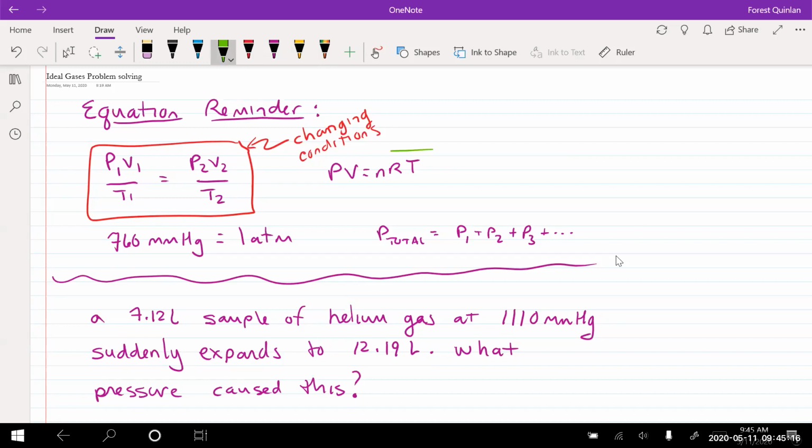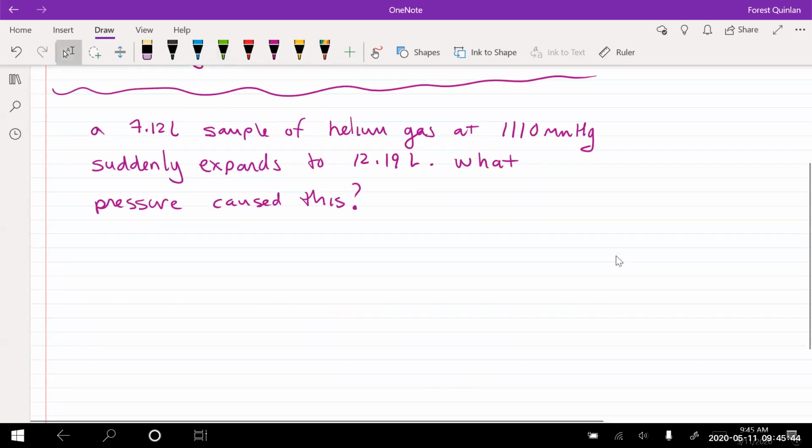This other one, we aren't going from one to another; there's only one set of conditions. So by immediately asking the do the conditions change or not question, if the answer is yes, we're immediately going to go to the P1V1 over T1. If they aren't changing, we're going to go to PV equals nRT. You did just tell me that the conditions are changing here, so I'm going to immediately write down P1V1 over T1 is equal to P2V2 over T2.